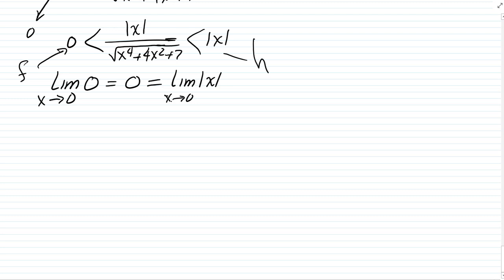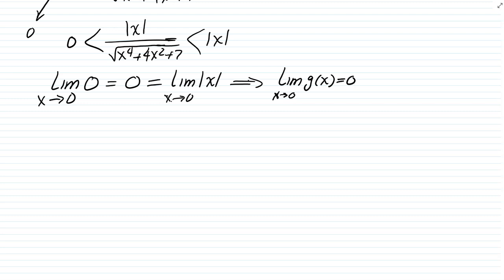The limit of f goes to 0, limit of h goes to 0, and the middle function is trapped between. It's being sandwiched between the two. Therefore, the limit of g of x is going to be 0 as x goes to 0. So I know it may not be intuitive, but that is how most limits of this type work.